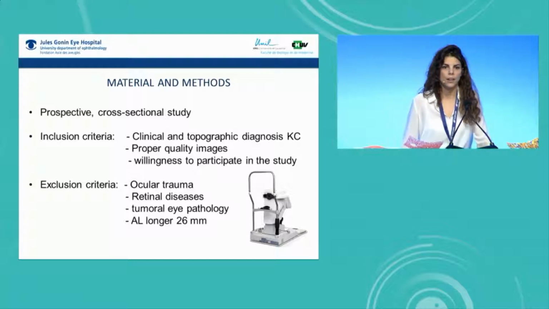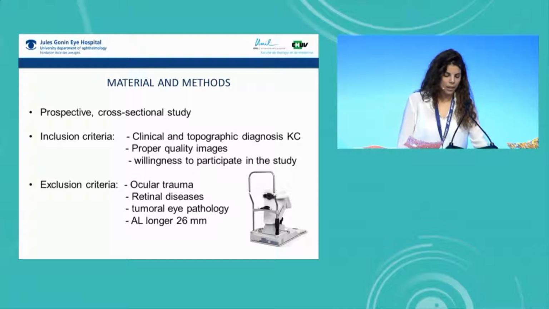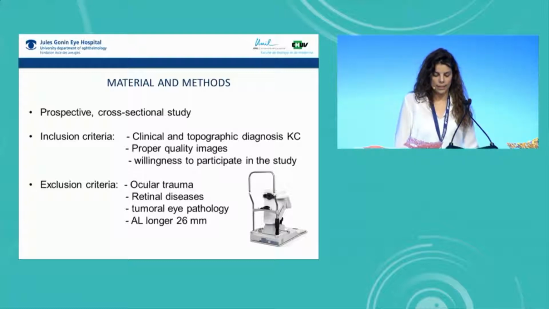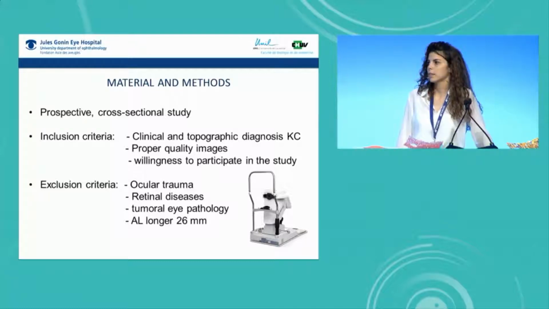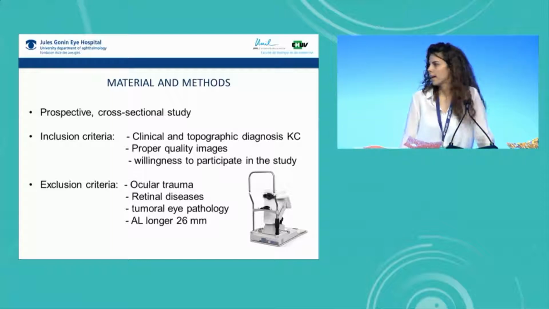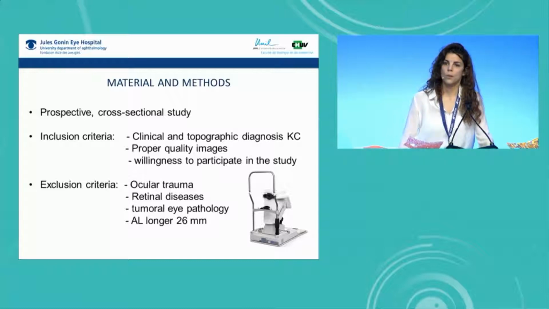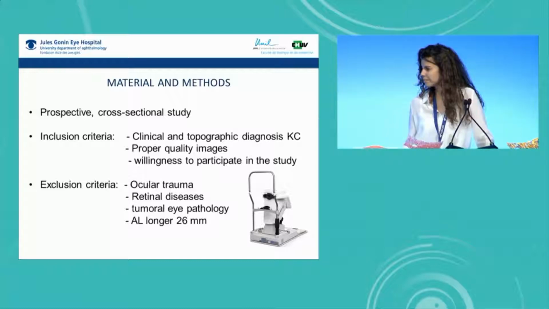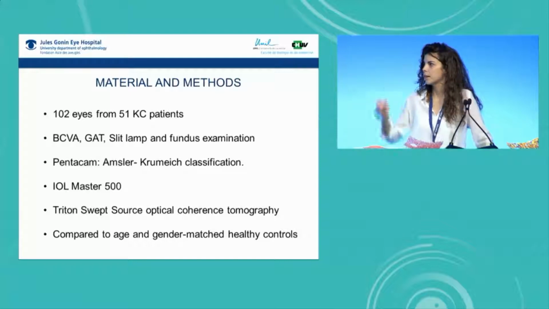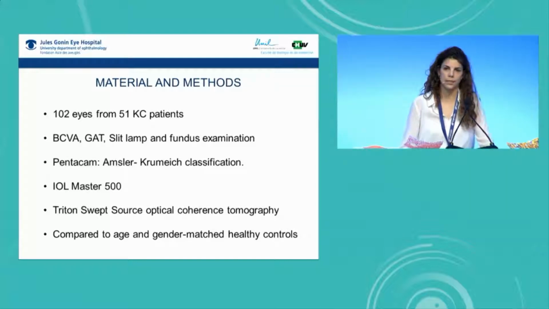The inclusion criteria of this prospective study were a clinical and topographic diagnosis of keratoconus and also a proper quality of the images. Those patients having any history of ocular trauma, ocular tumor, or retinal diseases were excluded, and also those patients who had an axial length longer than 26 due to its known relation with choroidal thinning. A total of 102 eyes were included in the study.